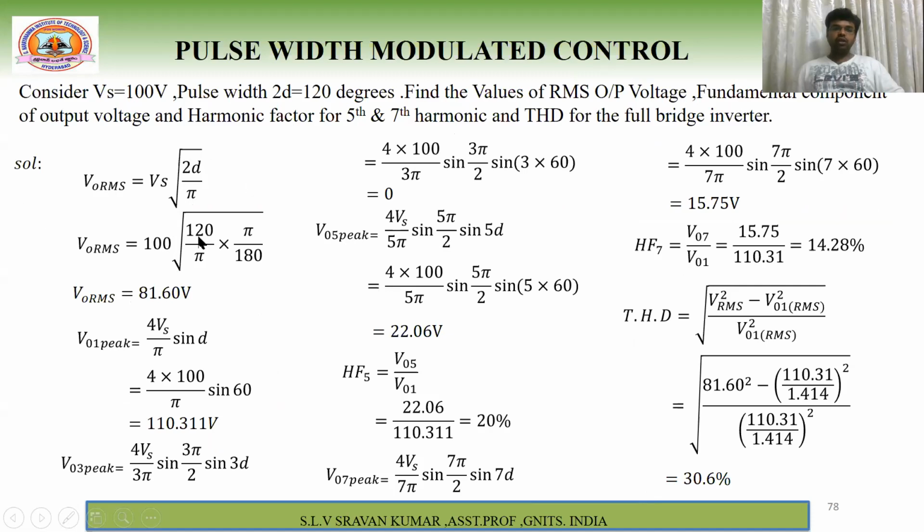Pulse width is 120. Substitute here, divided by pi. See, this is in degrees and this is in radians, so some conversion is required. That's why pi by 180. And finally, what you will get? V naught RMS is equal to 81.60.